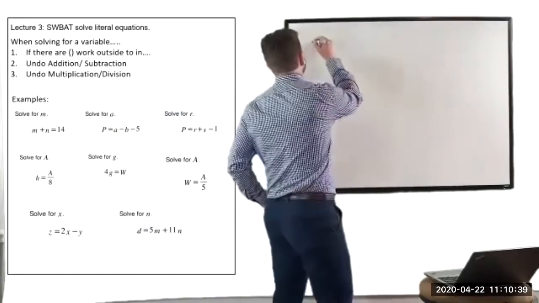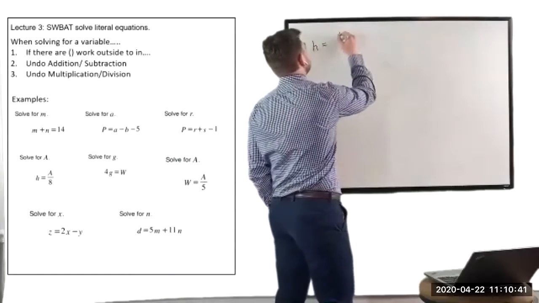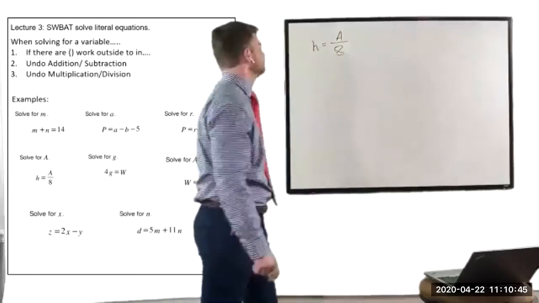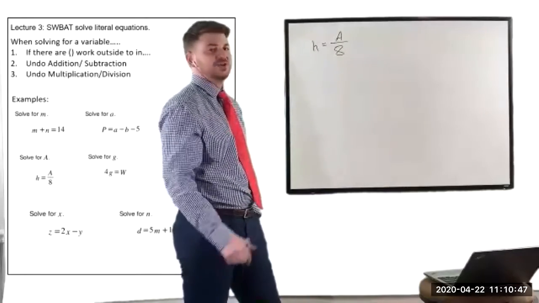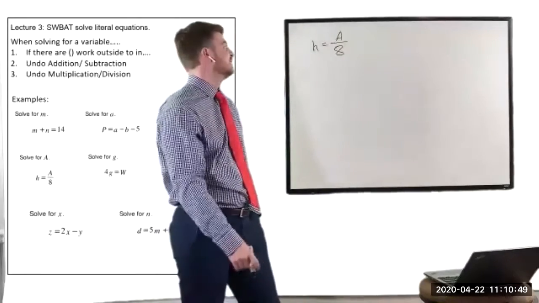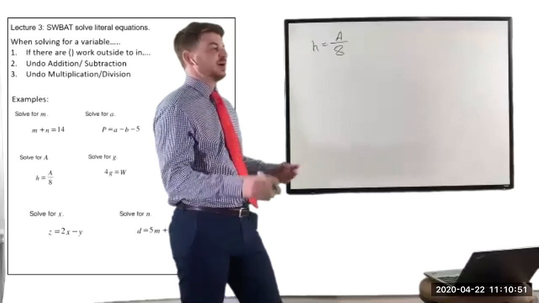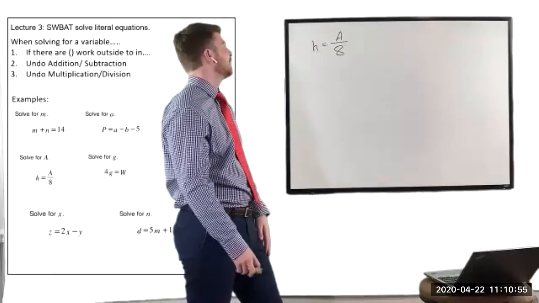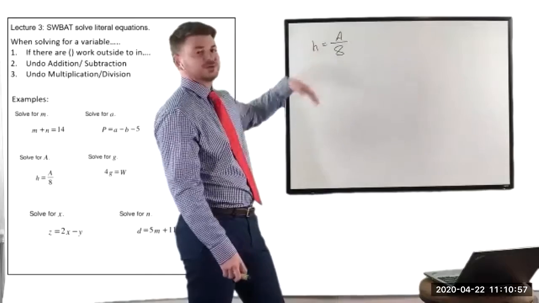All right, so the next one says solve for A. We have H equals A over 8, okay? Now, I'm going to show you 3 different ways to solve this, and you're going to see it depends on what problem you're solving in real life, when you're in college or wherever, but there's multiple ways you can solve these problems with ratios.